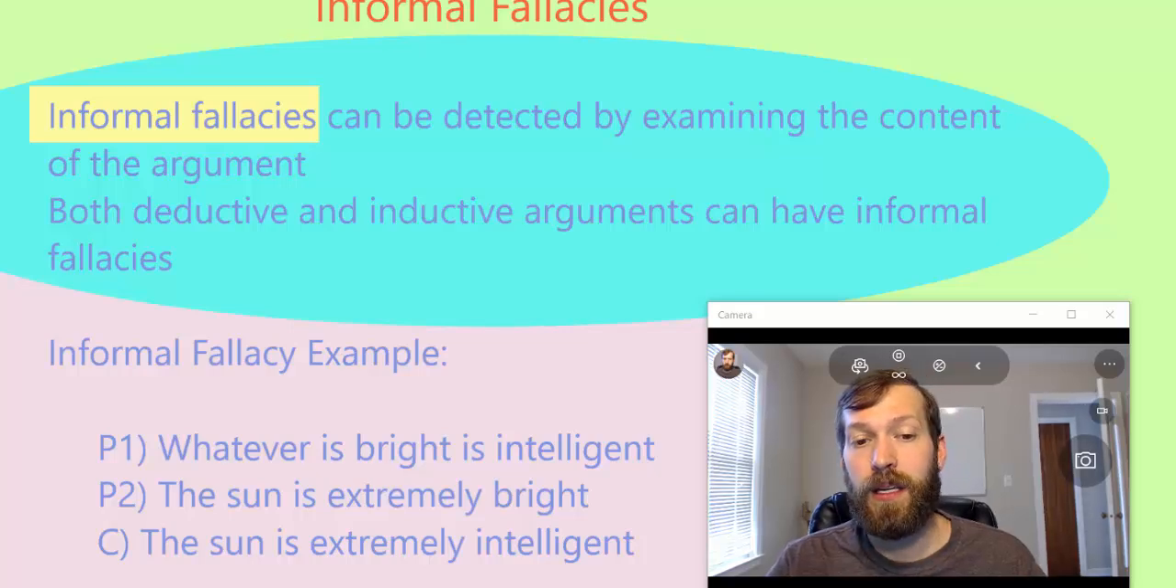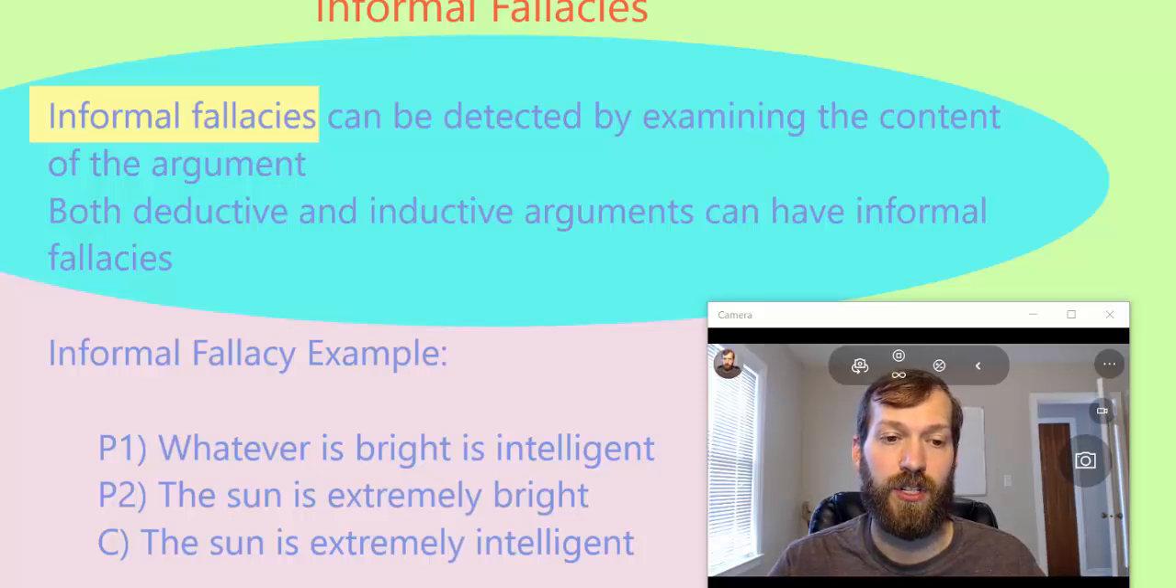There's an ambiguity in the word bright, and what this argument does is it trades on that ambiguity to try to get true premises, right? Because whatever is bright is intelligent, and the sun is extremely bright. Given the respective senses, those premises end up being true. But since they differ in meaning, it's not going to follow that the sun is extremely intelligent. It's not going to be bright in that sense of the word bright. So it trades on that ambiguity to try to mask or make it look like the conclusion follows when in fact it doesn't. So that's why this is a fallacy. It's an informal fallacy because it has to do with the meaning or the content of what's being said. And the content in this case is the word bright and the two senses in which it's being used, the two meanings in which it's being used.